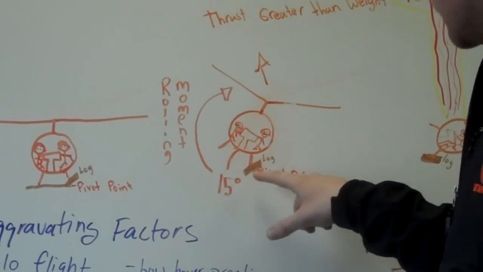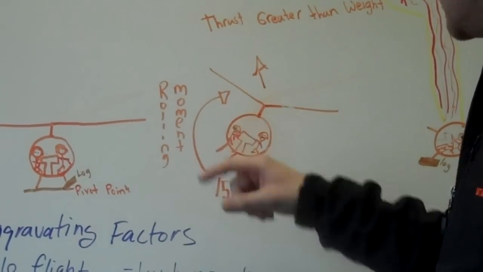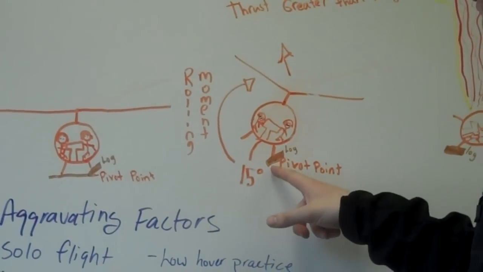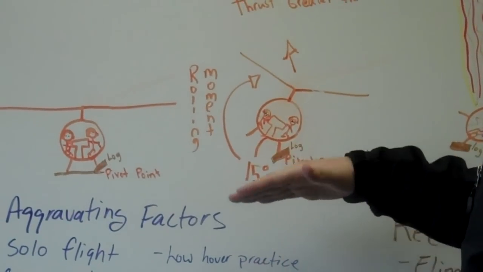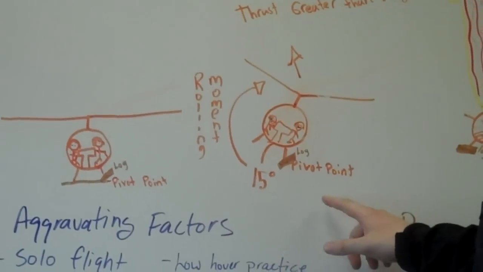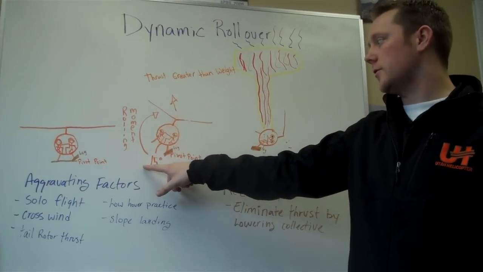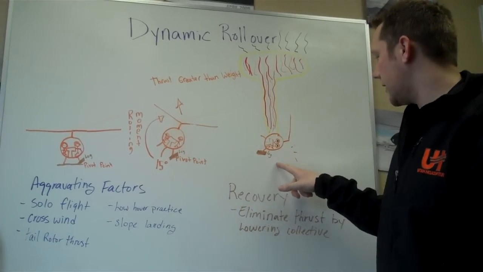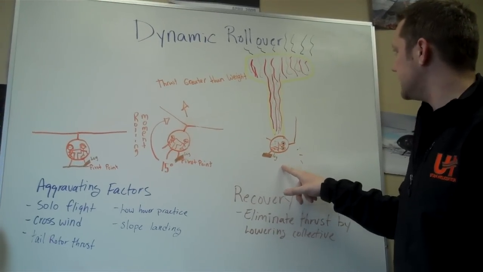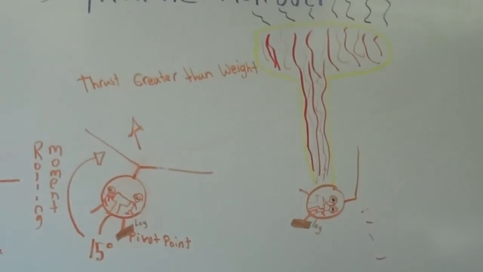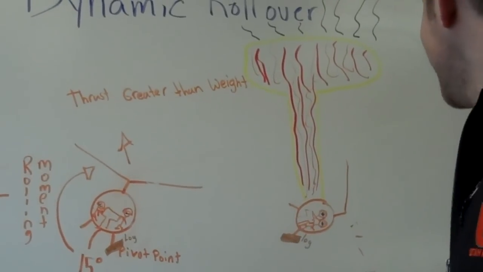So our helicopter starts rolling over that log. We have a rolling motion because we have thrust greater than weight, so our helicopter is beginning to lift up, but our skid's getting stuck on that log, so it's going to create that rolling moment toward the right. And once we get past that critical moment or critical degree angle of 15 degrees, our helicopter is going to turn to its side and create this towering inferno of disaster.